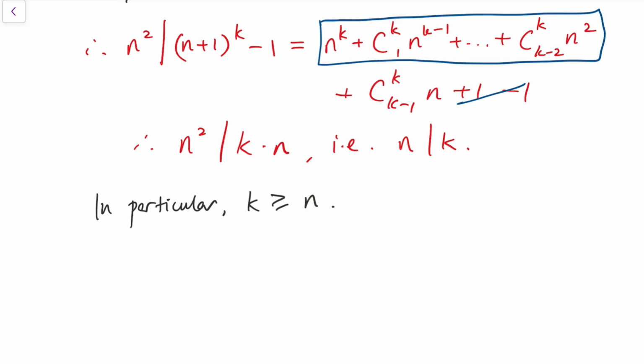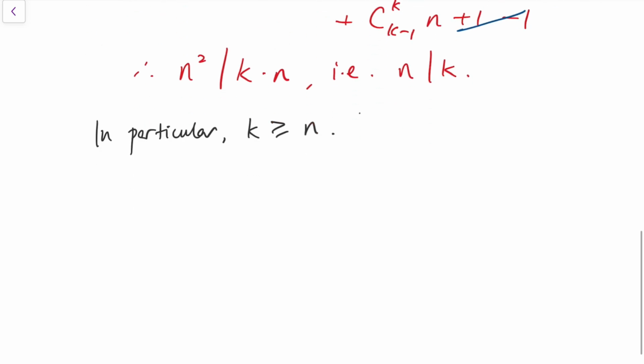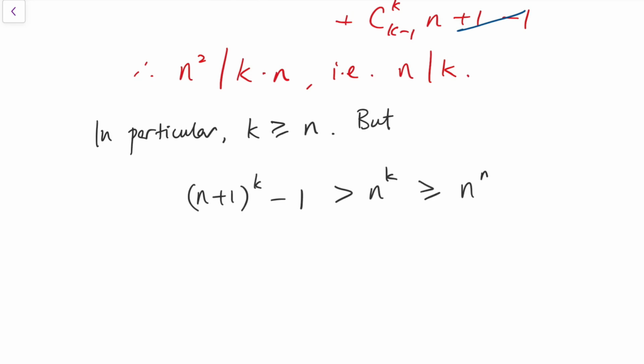But this will cause a contradiction, because that means for our (n plus 1) to the power k minus 1, I will say it is larger than n to the power k, and that has to be larger than or equal to n to the power n from our result obtained just now. But this is clearly larger than or equal to n factorial. So this means for our given equation, one side must be larger than the other under all of our assumptions.